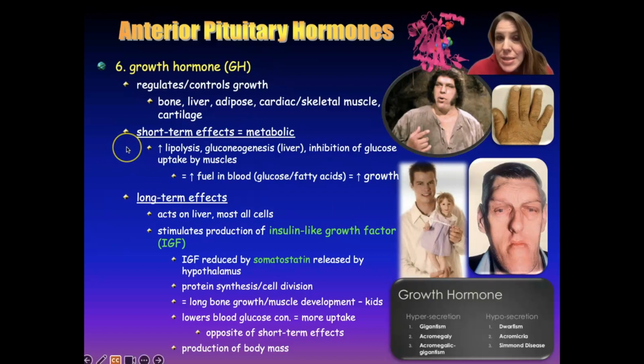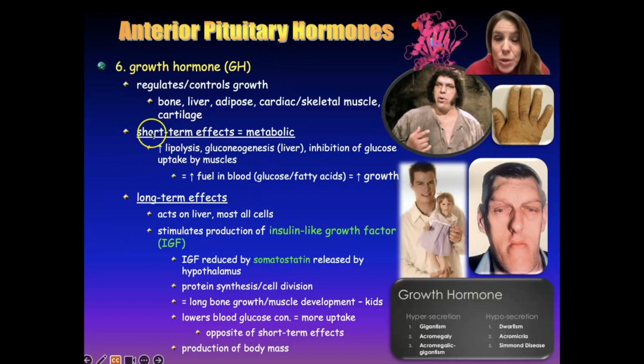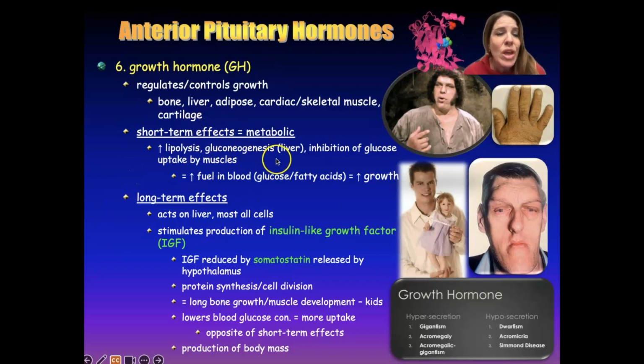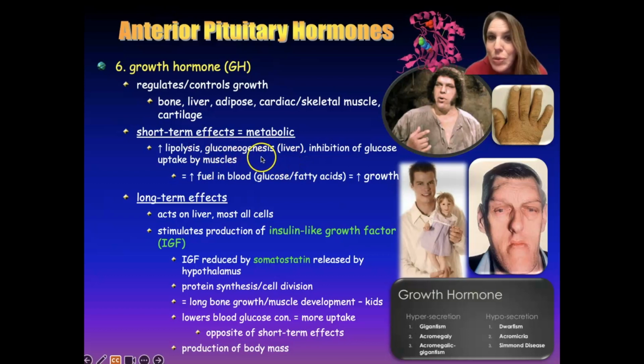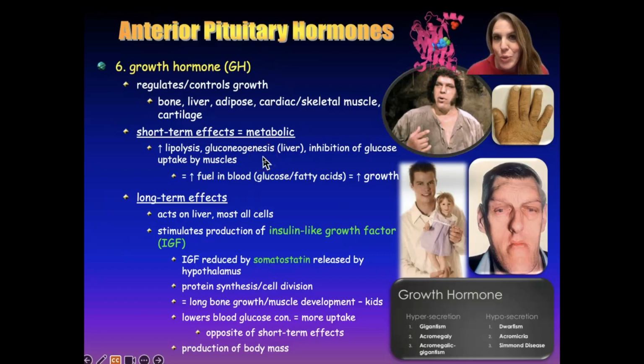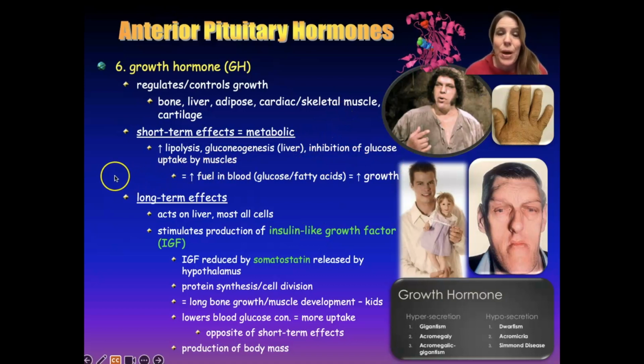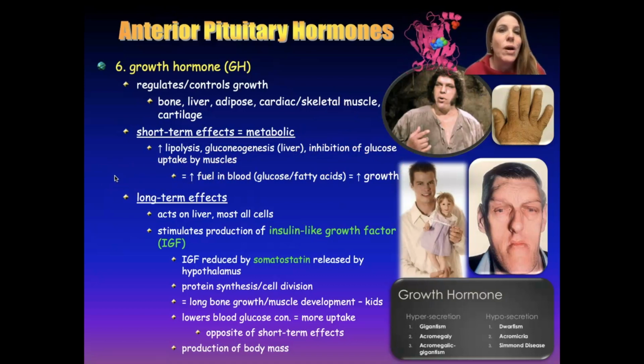So how's it going to do this? Short term, it's going to promote increased lipolysis. That means breakdown of fat in these adipose sites. Gluconeogenesis, targeting that in the liver. So gluco means sugar, neo, new, genesis, generate. So generating new glucose molecules in the blood. And inhibition of glucose uptake by muscle cells. So in other words, if you want fuel to be available for growth, you need to make sure that you have a high enough blood glucose concentration, which means you don't want the other cells taking it up, removing it from the blood. You want to keep that concentration pretty high. But that's all short term.